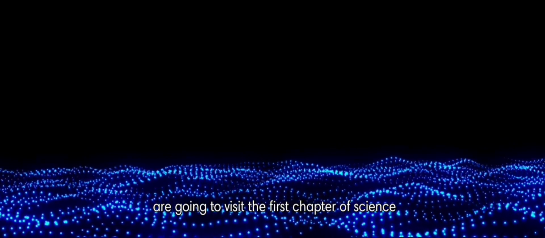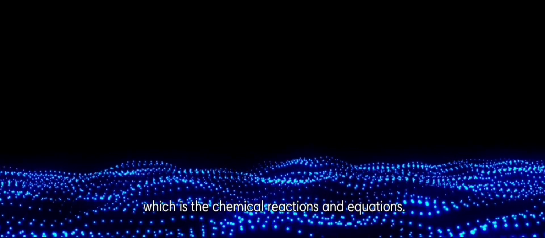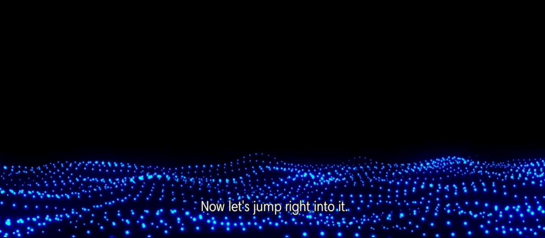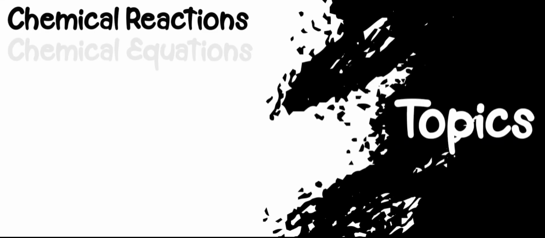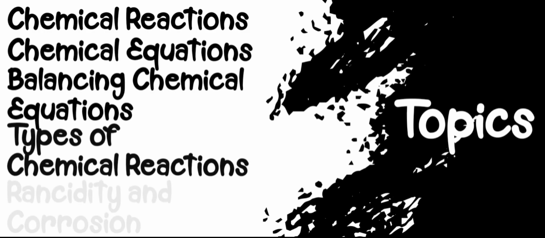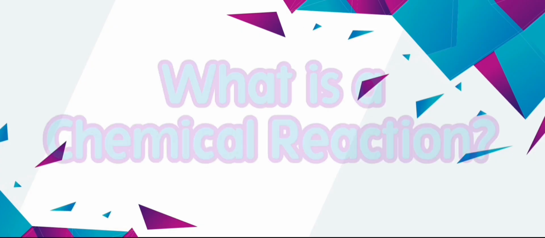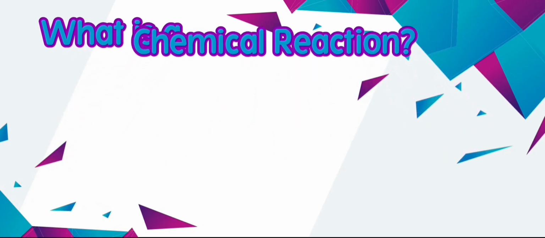Today we are going to visit the first chapter of science, which is chemical reactions and equations. Now let's jump right into it. The topics of the chapter are chemical reactions, chemical equations, balancing chemical equations, types of chemical reactions, and ending with rancidity and corrosion. Now, what is a chemical reaction?